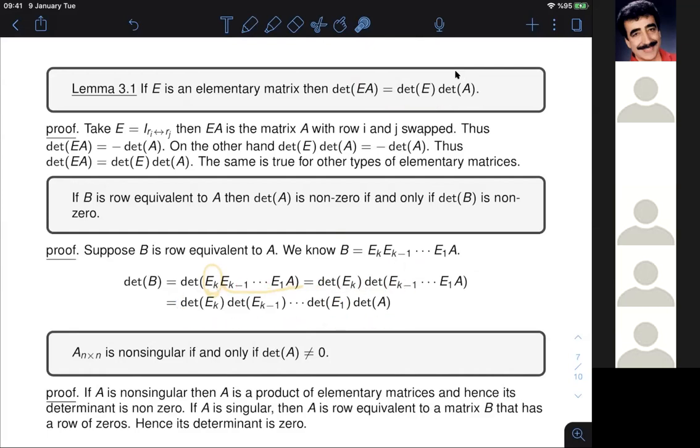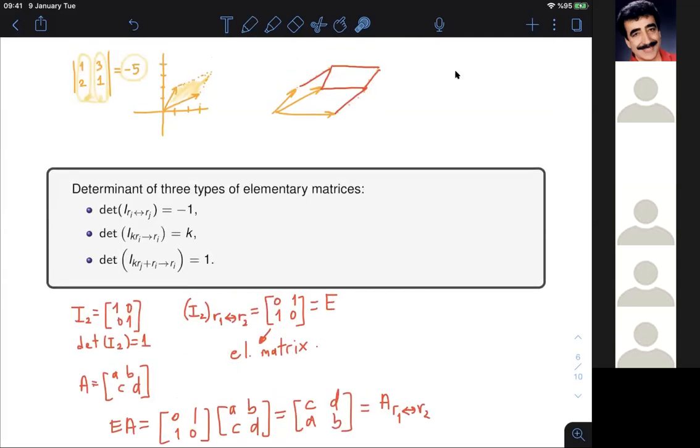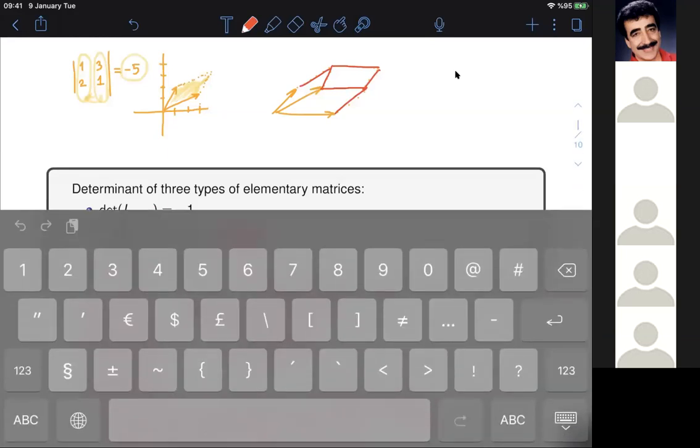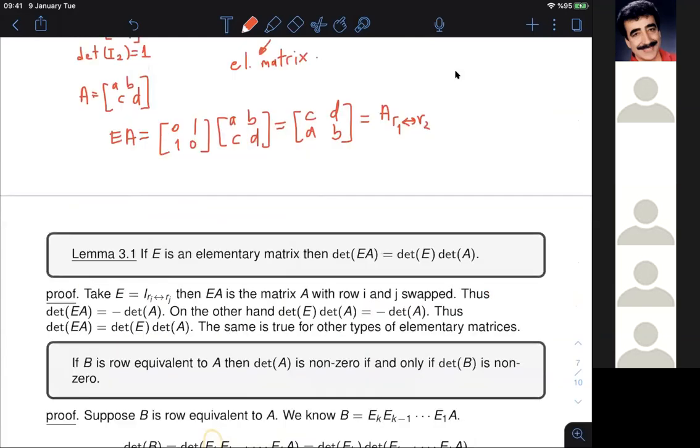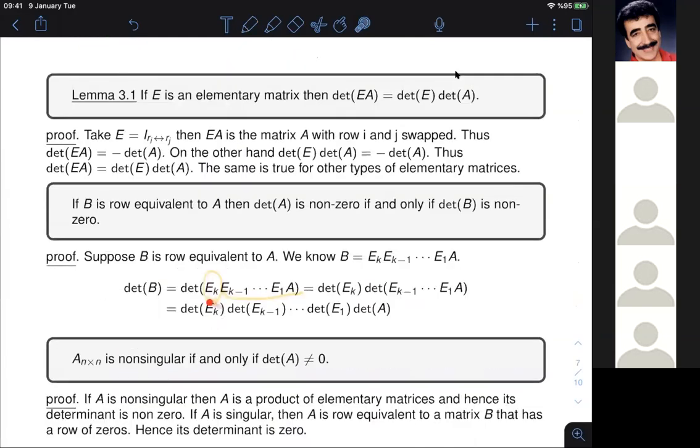So what does this give me? If you remember, let's go back to the previous slide. These are the elementary matrices, so none of their determinants can be zero. So none of these determinants are zero, which means if this matrix's determinant is zero, then the other should be zero, and if this is non-zero, the other should be non-zero. That's what we wanted to prove.